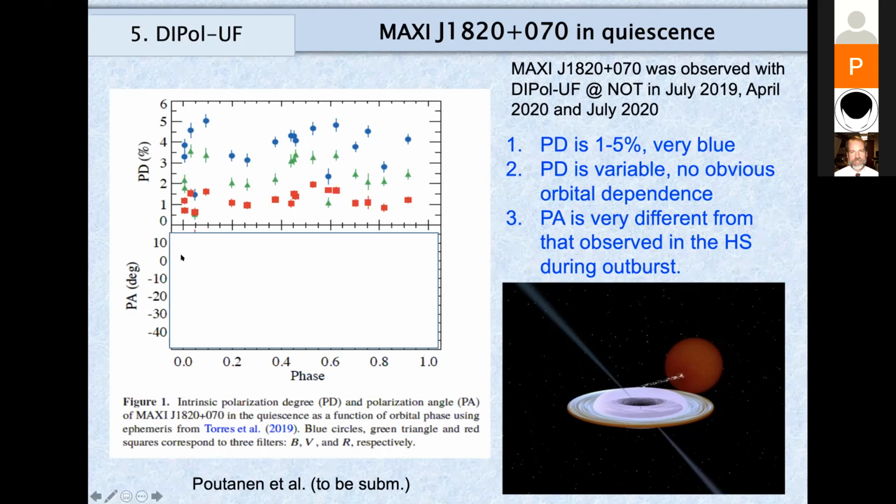Position angle I didn't plot here. I blocked it so that we will not be spoiled when our paper comes out. So this will be submitted within a week to some interesting journal. But it's very different from what you see in the hard state. More consistent with what we see in the soft state.